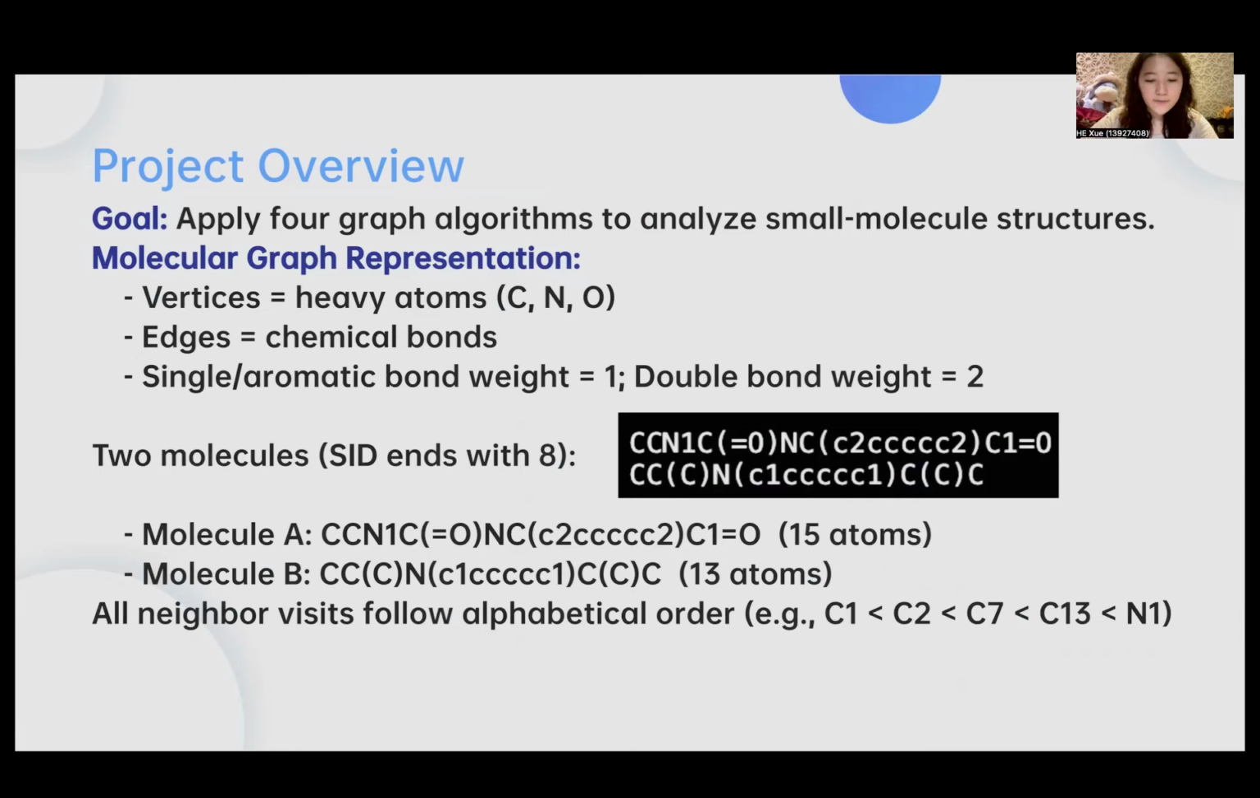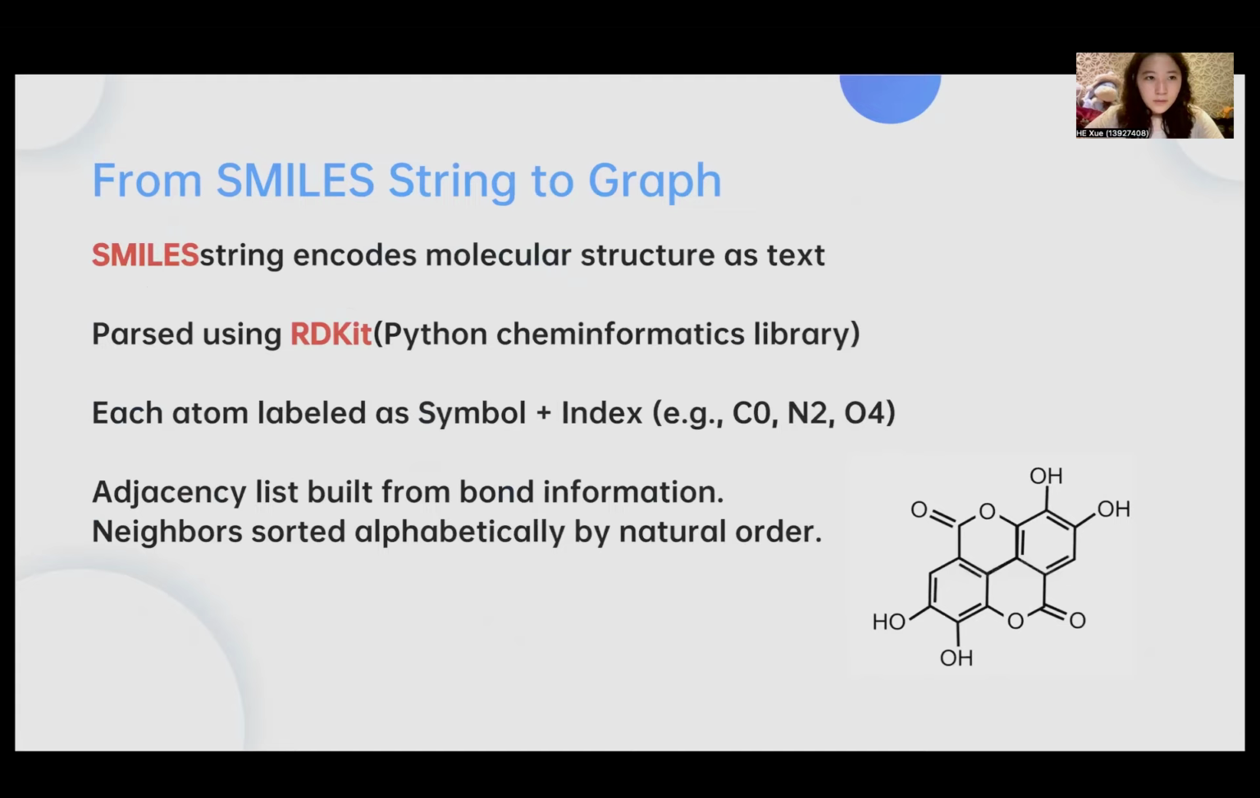Molecule A has 15 atoms and molecule B has 13 atoms. In all algorithms, all neighbor visits follow alphabetical order. And to process these molecules, I used a Python library called RDKit. It converts the text of a molecule into a graph structure. Each atom gets a label like carbon 0, nitrogen 2, oxygen 4.